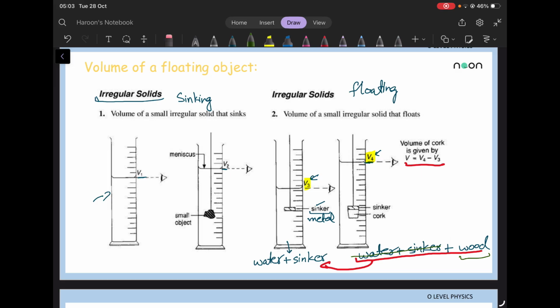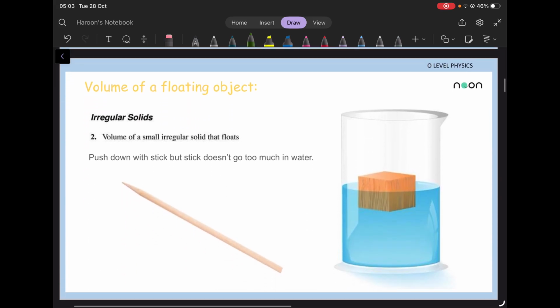Another layman method, this is the actual method, but another layman method could be: you take a stick, you have this measuring cylinder, and with the help of the stick you push the object inwards. Make sure none or very little of this wooden stick is inside water, because if the stick is inside water, it will give you some reading of the tip, whichever part is inside water.